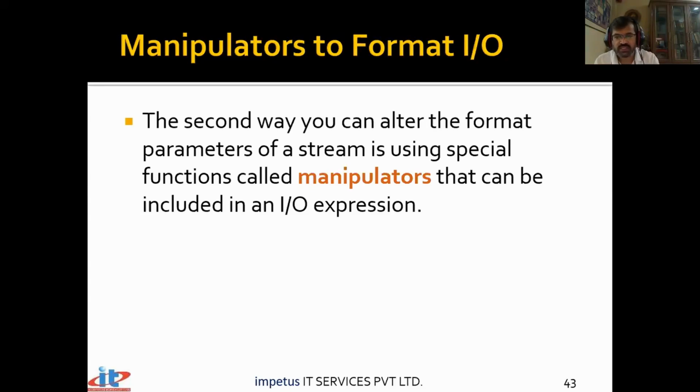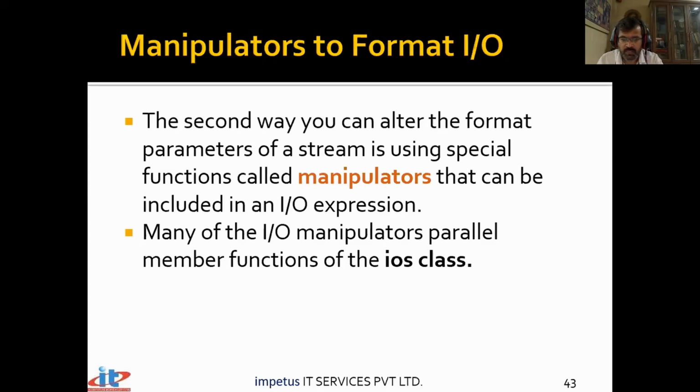Right now, if I was saying cin, cout, I was extracting some data from the input stream, I was inserting some data into the output stream. Now here we are going to insert that manipulator itself into the output stream so that the subsequent result can be formatted the way we would like to format it. They are parallel member functions of the ios class. So many manipulators are parallel to member functions of the ios class.